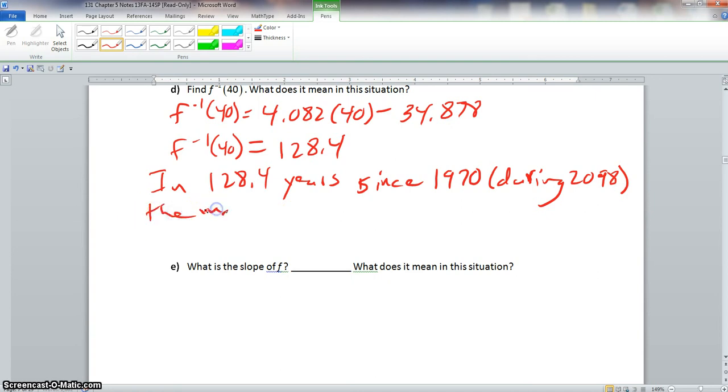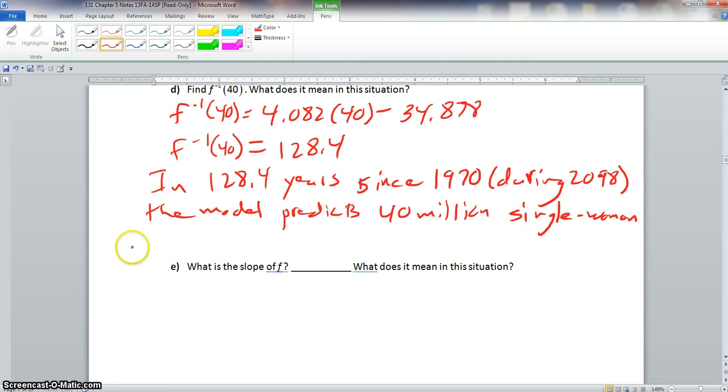The model predicts 40 million single woman homes. You say homes or households. Okay, now it says, what is the slope of f?